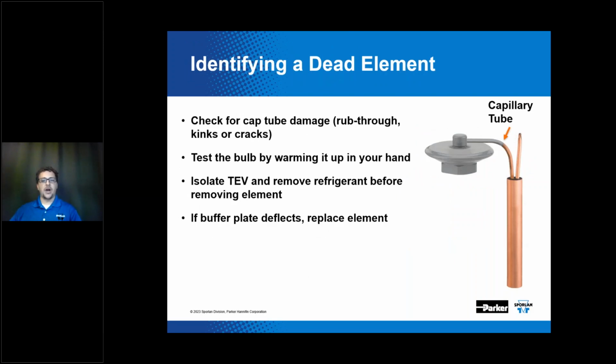All right, identifying a dead element. The dead element is when the charge has drained out of the element. If you suspect you have a dead element, you can increase the bulb temperature by holding that bulb in your hand, and then look for changes in the suction temperature or the pressure. The thermostatic element can be removed once the TEV has been isolated from the system refrigerant pressure. There's a buffer plate that you'll find in the bottom. If you're able to push that buffer plate in or deflect it with your fingers or thumb, it's basically a sure sign that you have a dead element.